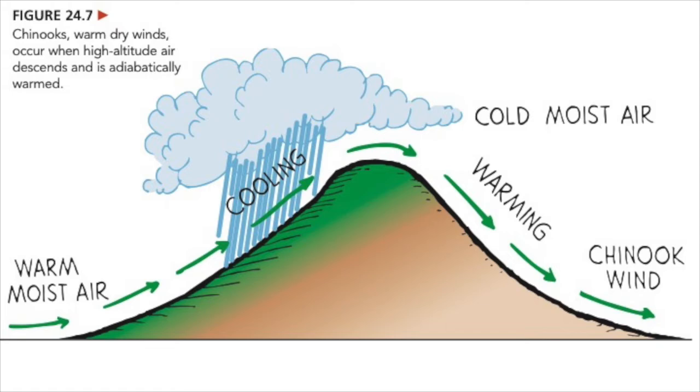Out in the American West, you have something called Chinooks, which are warm, dry winds, and they occur when high altitude air descends and is adiabatically warmed. So you have a mountain, the weather's moving from west to east, and it loses its moisture on the westward side of the mountain. When it goes over the mountain, it's moving west to east. On the eastern side of the mountain, it's drier air, and it descends and it warms adiabatically, and that wind is called a Chinook wind.